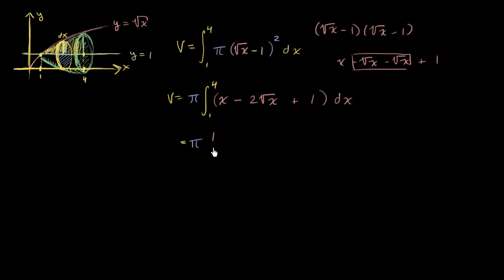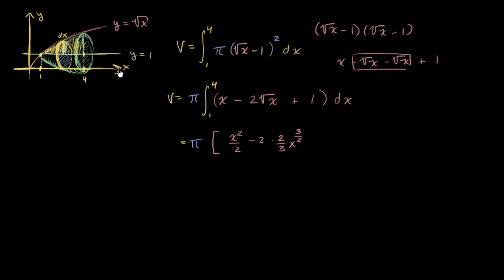So the antiderivative of x is x squared over 2. The antiderivative, so minus 2 times the antiderivative of square root of x. Well, square root of x is just x to the 1/2 power. So we increment the power by 1. So it's going to be x to the 3/2 power times 2/3.